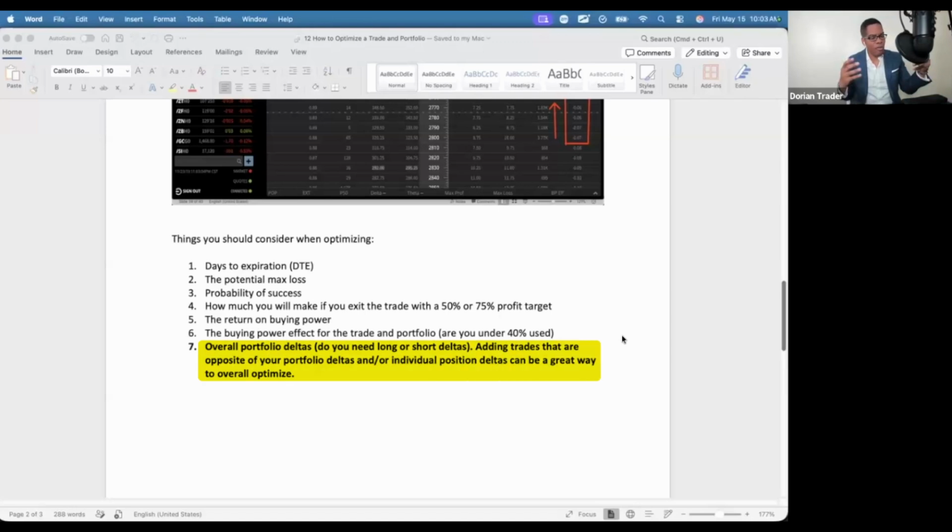Number 7 is talking about overall portfolio deltas. Do you need long or short deltas? Right? Are you too bullish? And just a small pullback, a 1% pullback like today, can just hammer you because you're too bullish. Adding trades that are opposite of your portfolio deltas and/or individual position deltas can be a great way to overall optimize. Okay, having some balance, having that good equilibrium.